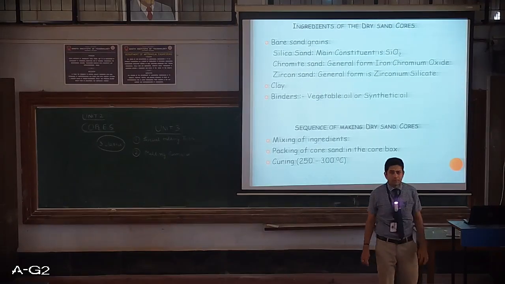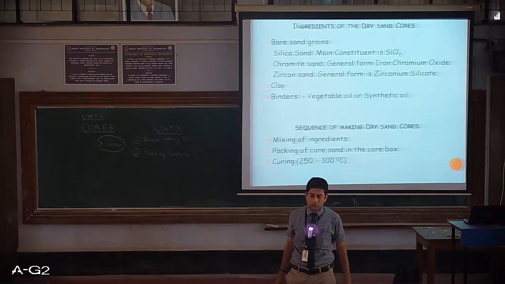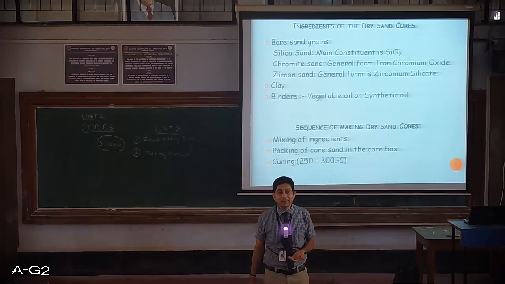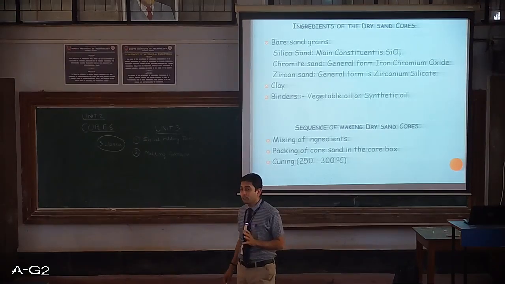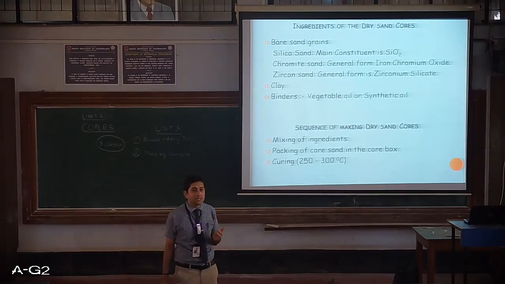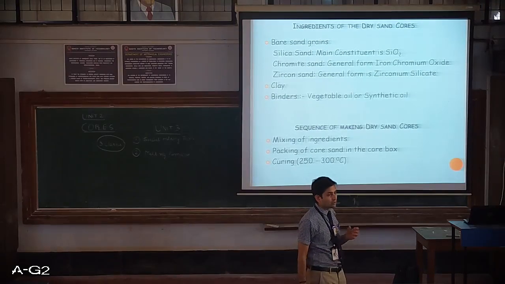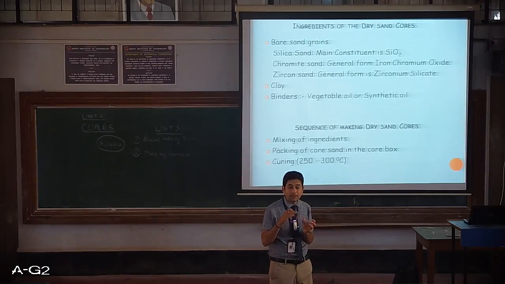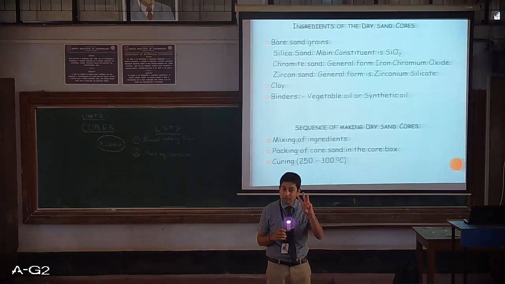Now coming to the ingredients of the sand core. So that sand or the core which you make, what is it being made up of? As I said in the first slide, the cores are being made up of something called core sand. It is not the normal green sand which is used for making the cores. So for making those hollow sections, we make use of cores, and cores are being made up of some special type of sand. And what is that sand made up of? That sand is made up of three things.